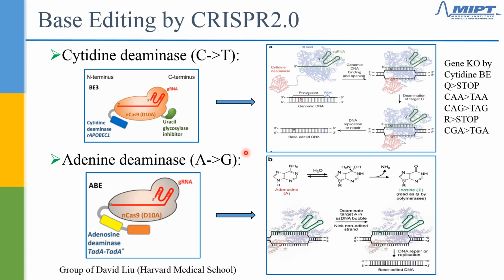Of course, for that, it would require the presence of a PAM within a certain area. And importantly, it's worth mentioning here that because CAA could be converted to TAA, a stop codon, CAG to TAG, CGA to TGA, you could use the glutamine or arginine codons to make a specific stop instead of making knockouts using double-stranded breaks, by using a cytidine base editor. That gets used currently in CRISPR genome engineering.